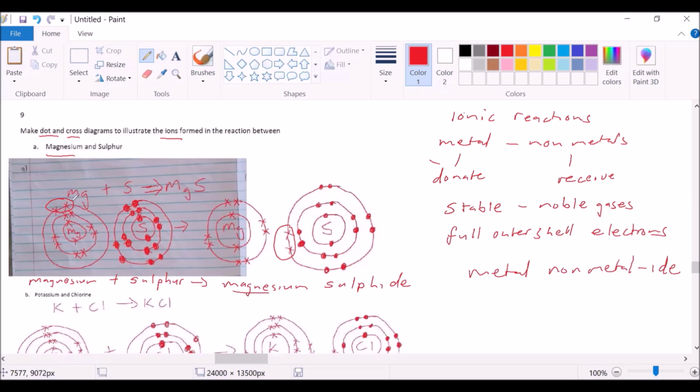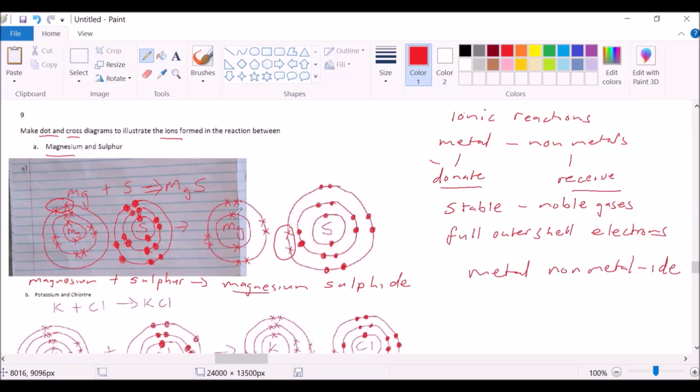So we can see here what happens is magnesium donates these 2 electrons to sulfur so that this outer shell, which has 6 electrons, will now have 8 electrons and it's full. And it's now stable, like a noble gas, it will have a noble gas electronic configuration which is stable. The magnesium also has a stable configuration because the remaining outer shell is now full. So metals donate electrons, non-metals receive electrons.